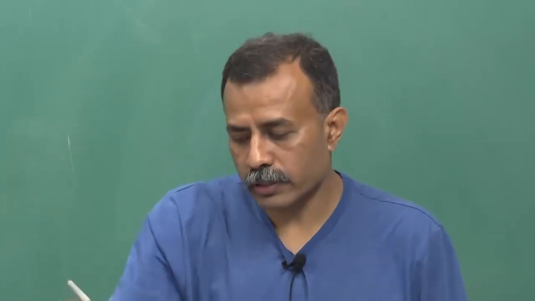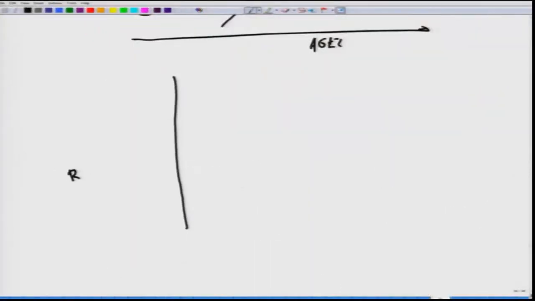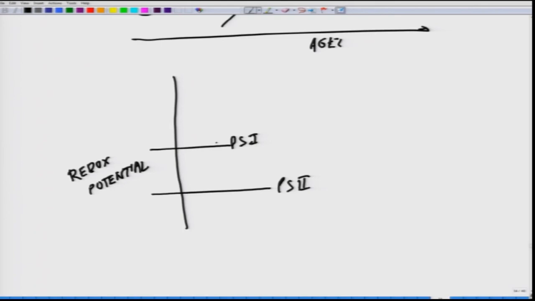So, if I had to put it on a scale, say a scale of redox potential, for example, an electron coming from photosystem 1 and an electron coming from photosystem 2 may be sitting at different redox potentials. So the electron ejected from here will be coming out from a different redox potential. This is one concept which I wanted to highlight at this stage before I proceed further.